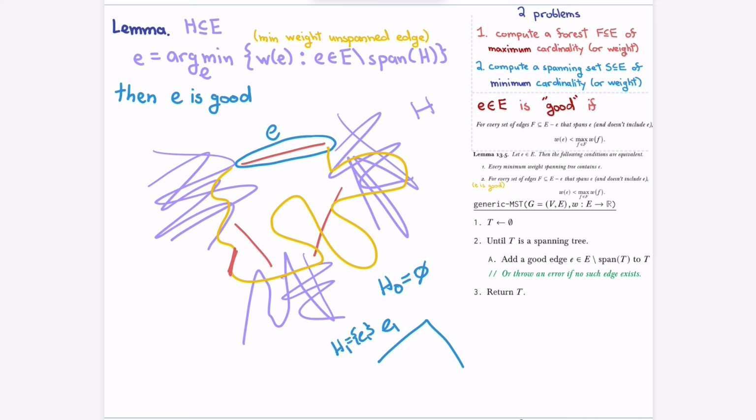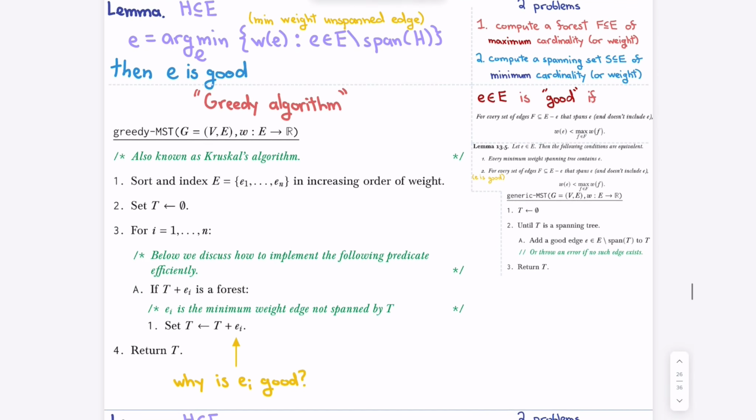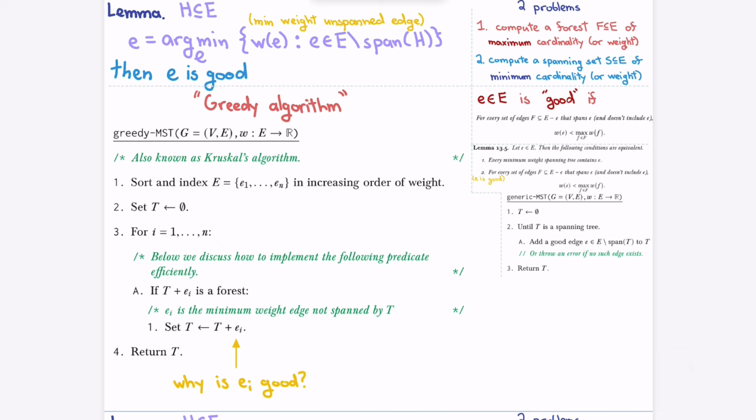Okay. So with that lemma or that observation, you then just get this greedy algorithm. But the key point is that each edge you take is okay. The certificate, that set H, will be the tree you have or the forest you have so far. Okay, so that's one greedy algorithm.